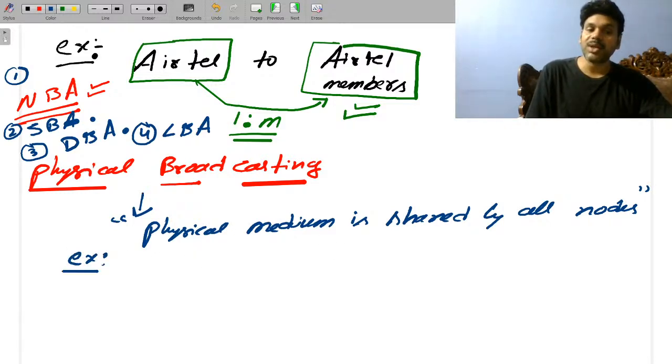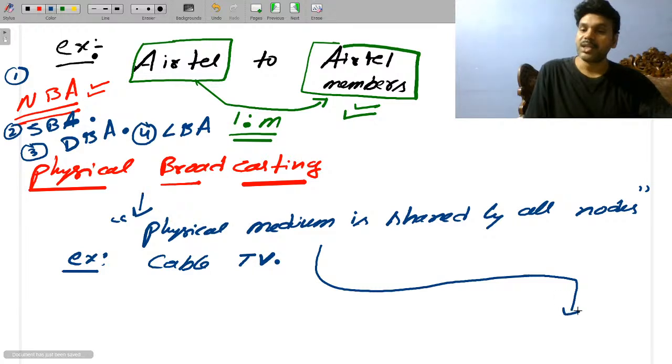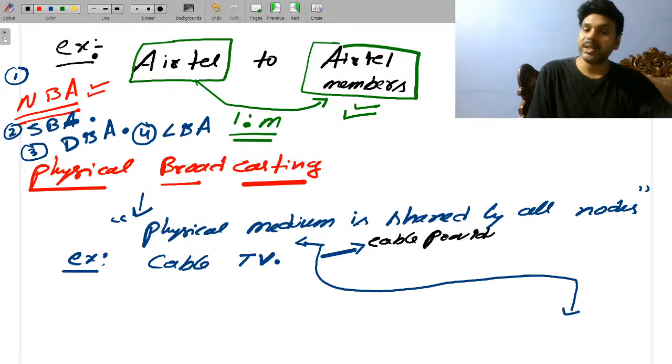A real-time example is your cable TV, one of the best examples. Either you are using a dish TV or a normal cable TV, a single cable or a single spectrum is being shared by multiple parties. Therefore, whatever the cable provider is broadcasting, the same information is passed to all the people. He is the cable provider, and he just generates the data here.